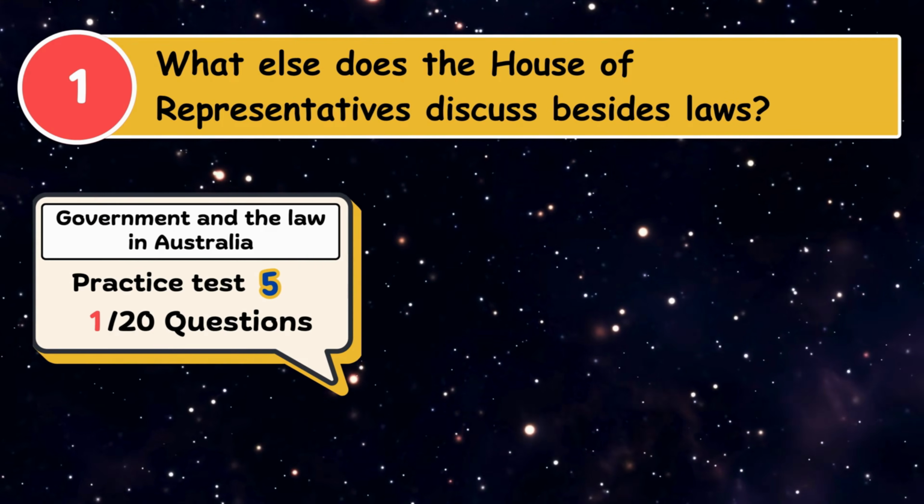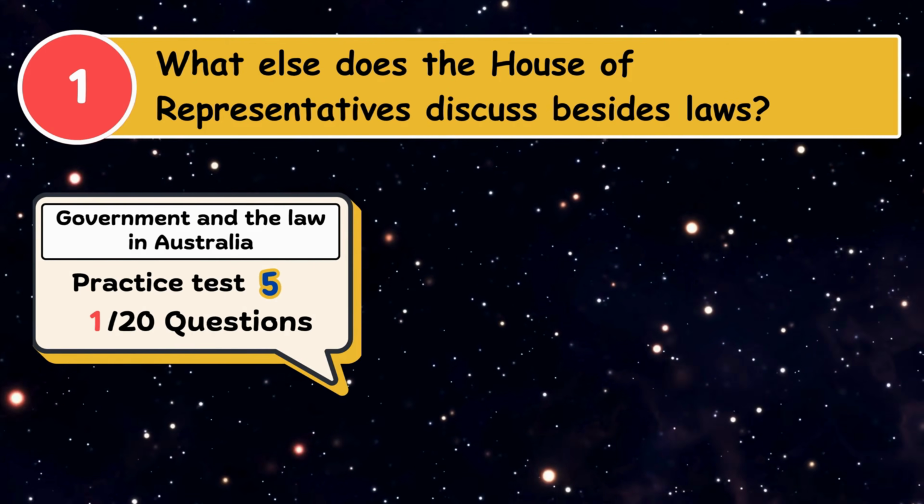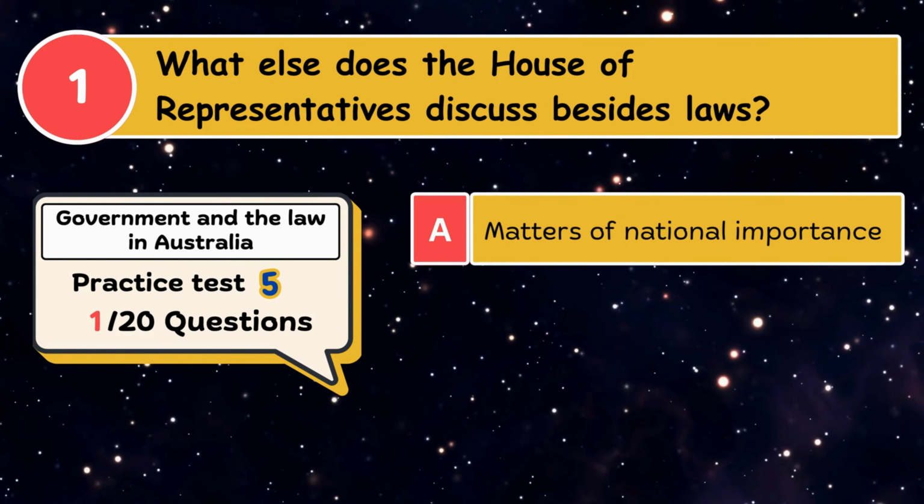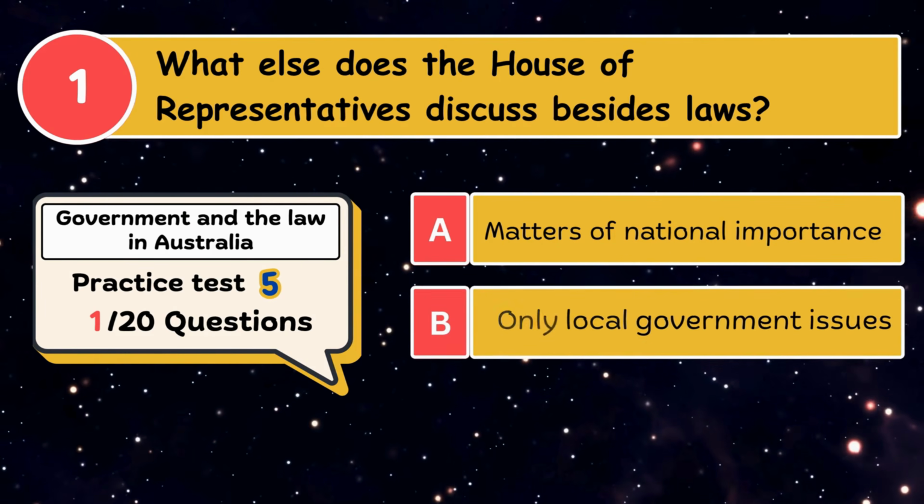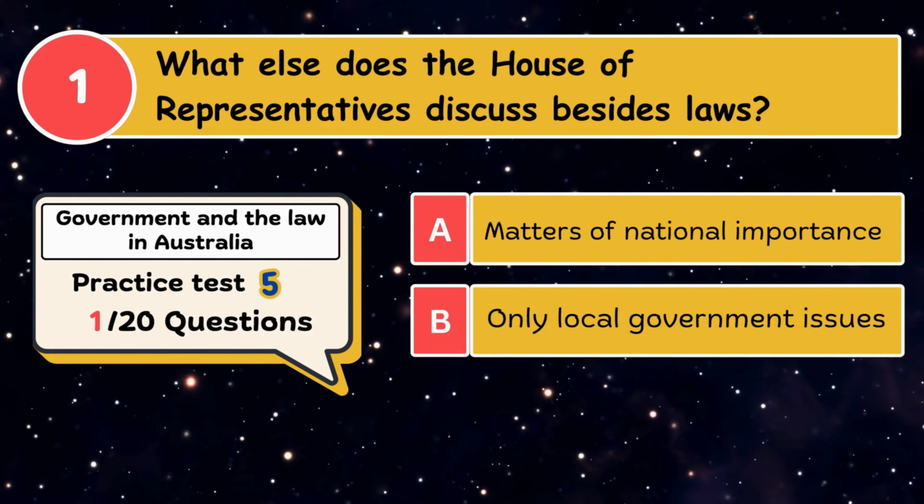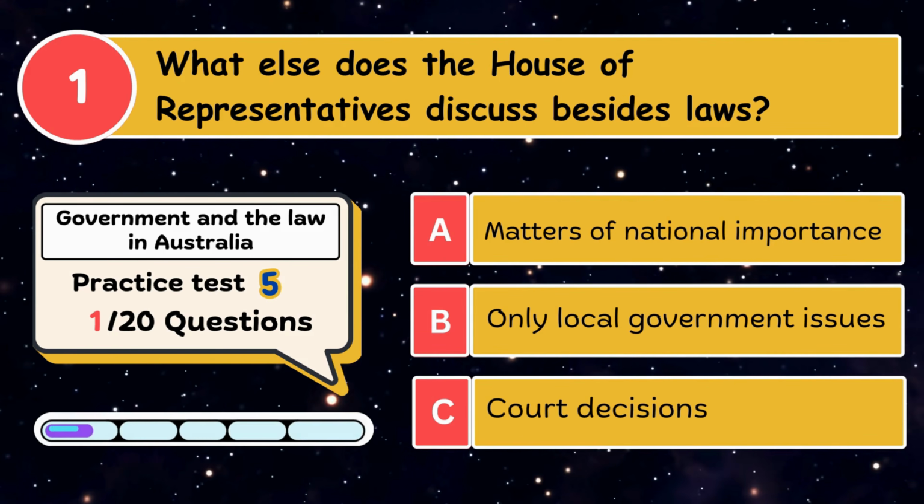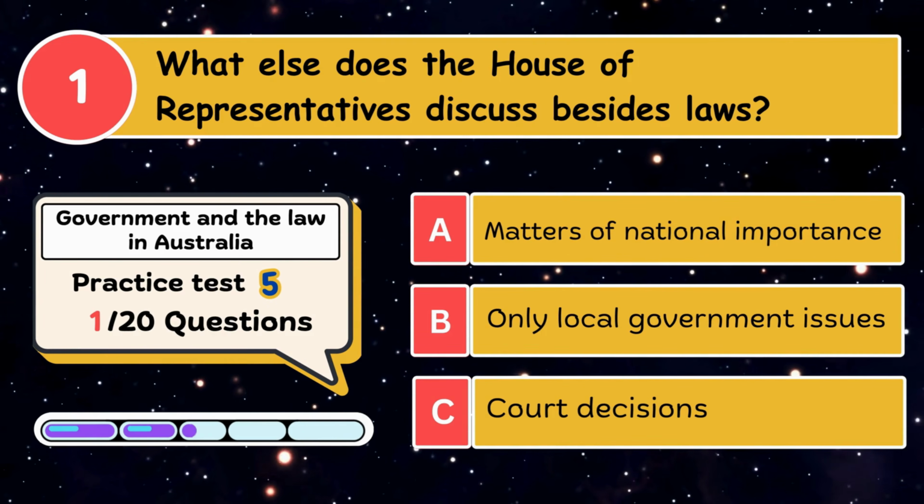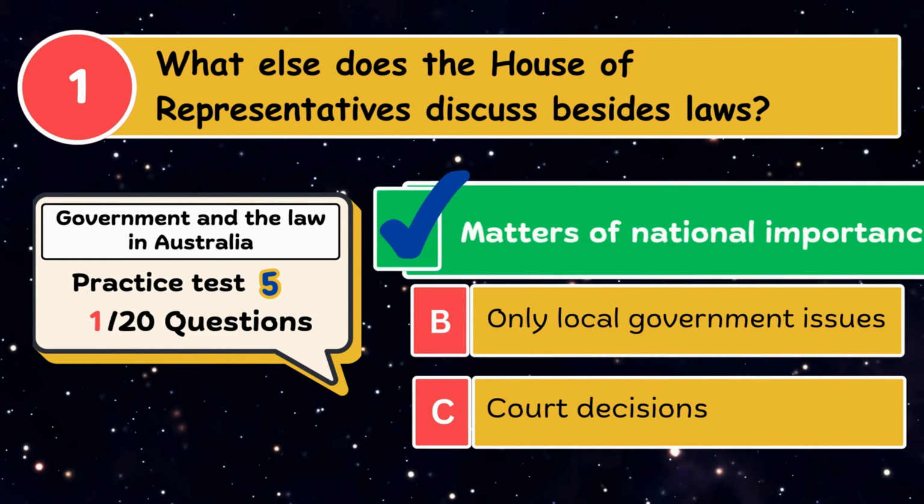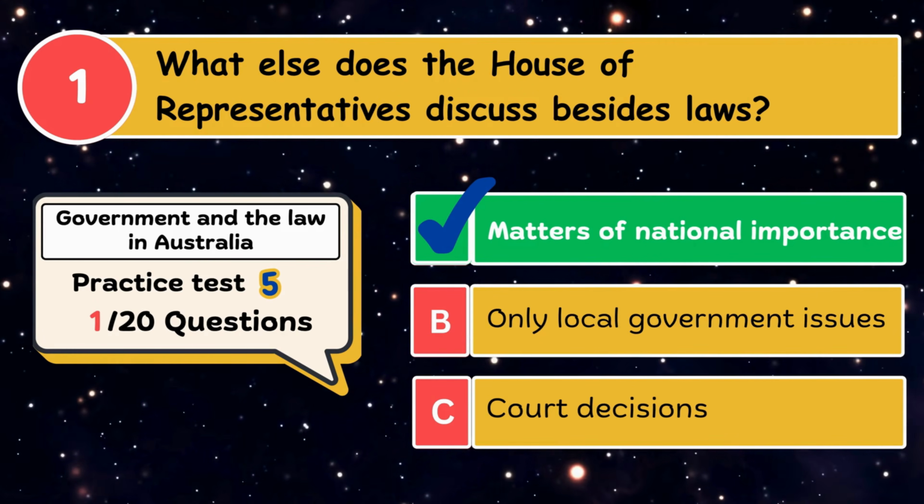What else does the House of Representatives discuss besides laws? A. Matters of national importance. B. Only local government issues. C. Court decisions. The correct answer is matters of national importance.